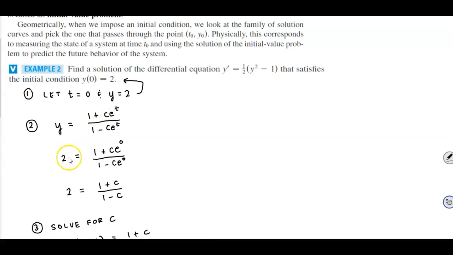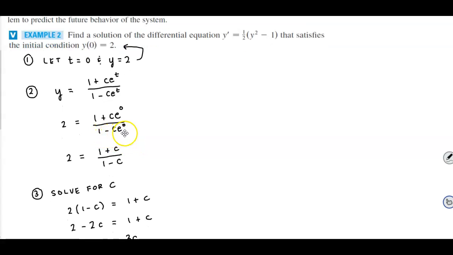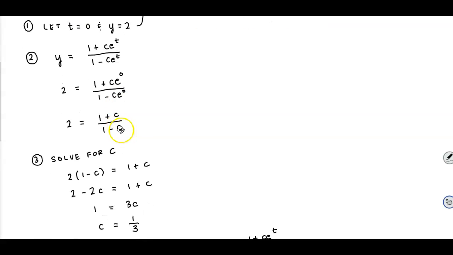So we know that y is equal to 2, and we know that t is equal to 0. So now we have 2, which is equal to (1 plus c e to the 0) over (1 minus c e to the 0). We know that anything to a 0 power is going to give you 1, so e to the 0 is 1, times c leaves you with c, and likewise for the denominator. So now we have 2, which is equal to (1 plus c) divided by (1 minus c).